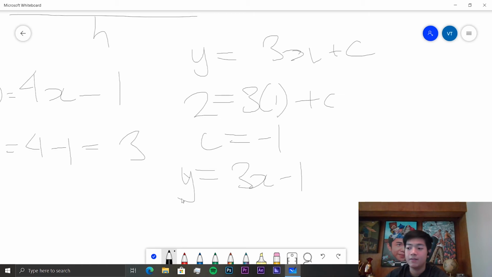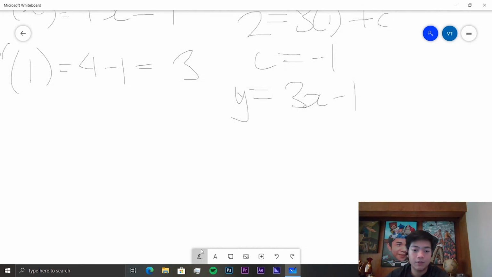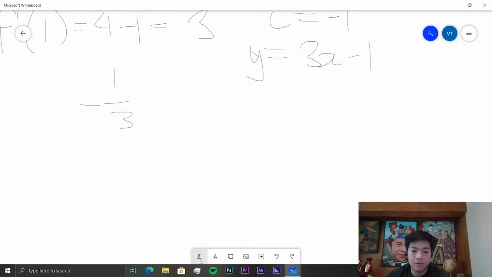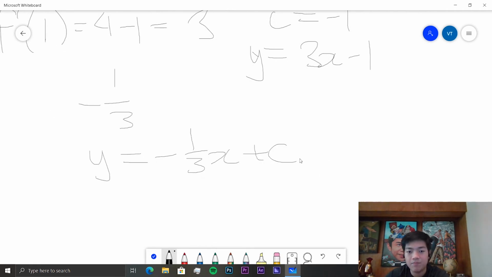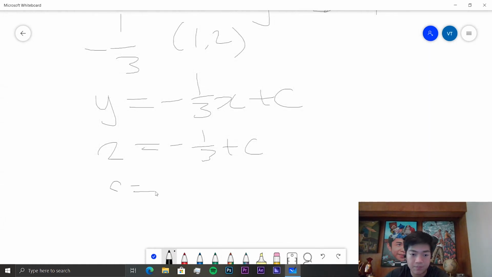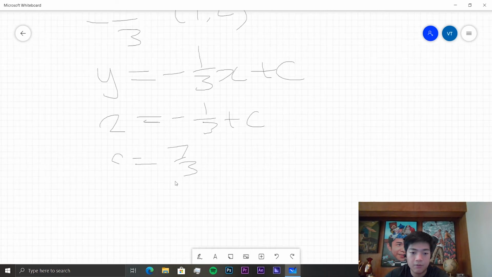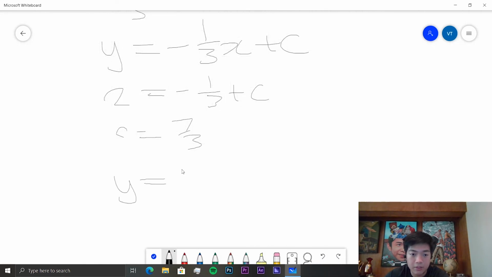Okay, finally, we need to find the equation of the normal. So we know the gradient of the normal is equal to negative 1 over 3, or negative 1/3. And so we need to plug this back in. So y is equal to negative 1/3 x plus c. We know that the point (1, 2) must also be on this normal. So we have 2 is equal to negative 1/3 plus c. And so c must be equal to 7/3. And so we have y is equal to negative 1/3 x plus 7/3 as the normal.